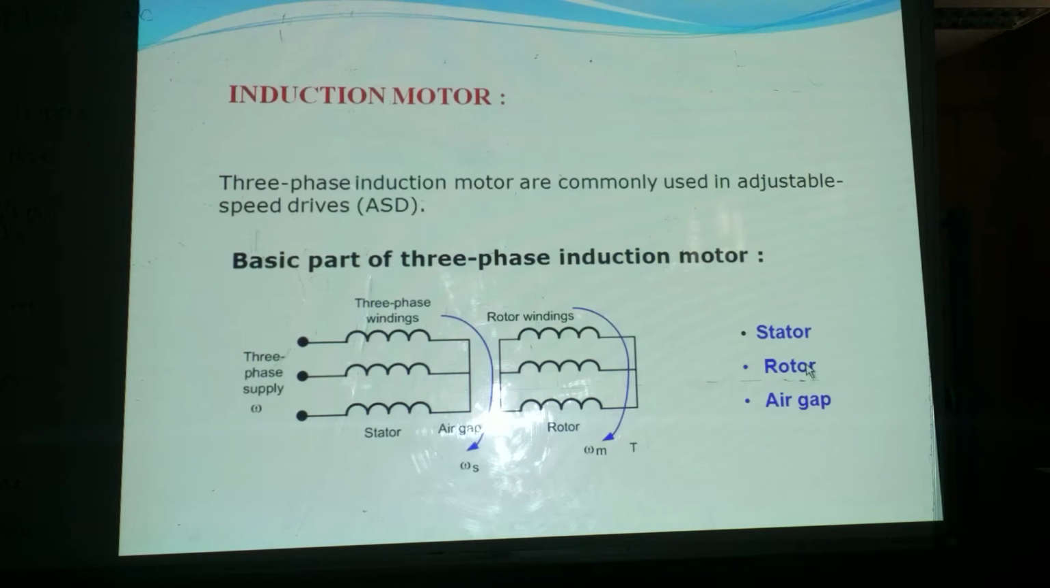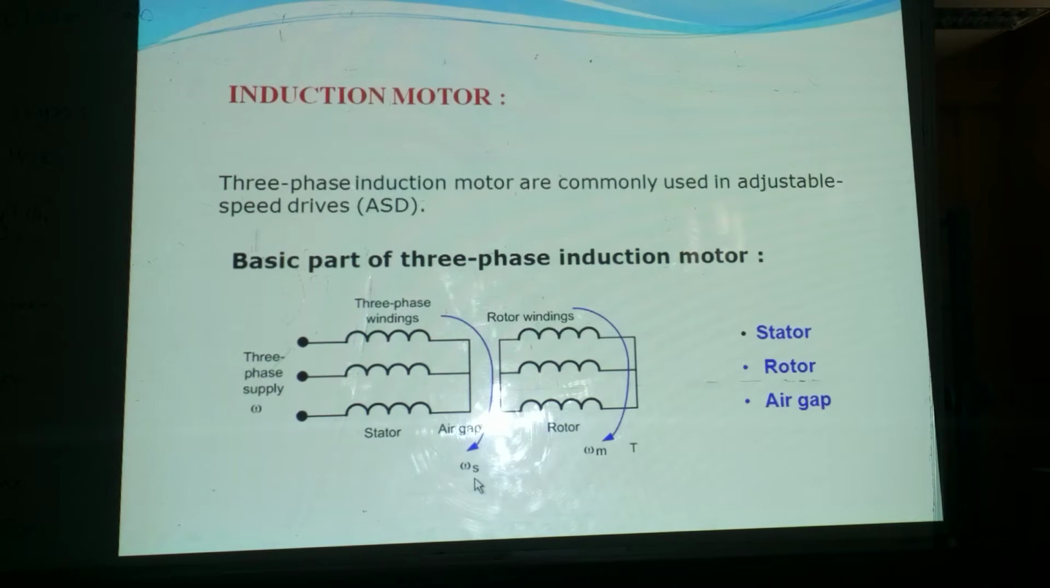stator, rotor, and air gap between stator and rotor. You see here three-phase windings of the stator, and these are the rotor windings, and the air gap between rotor and stator. This is the three-phase power supply we give to the stator.